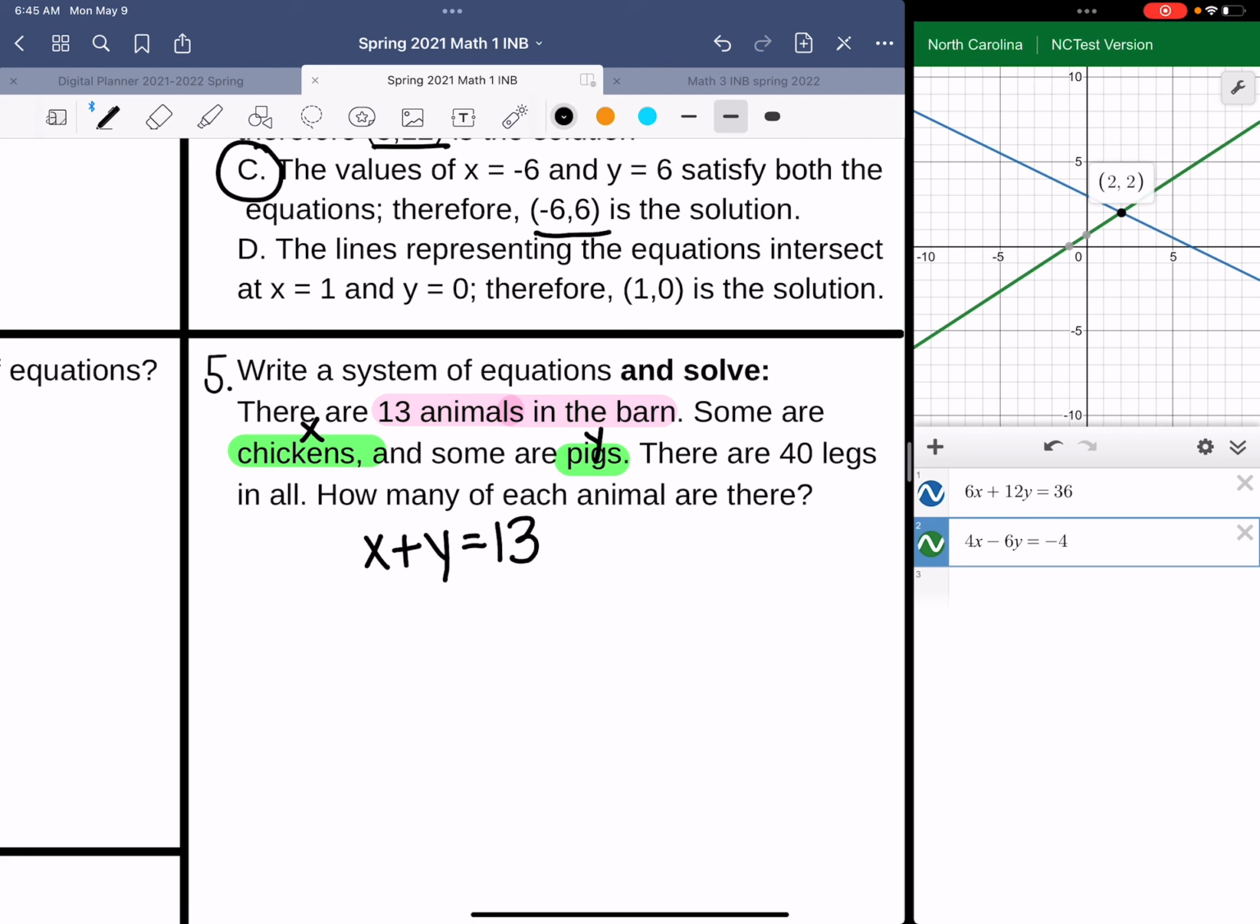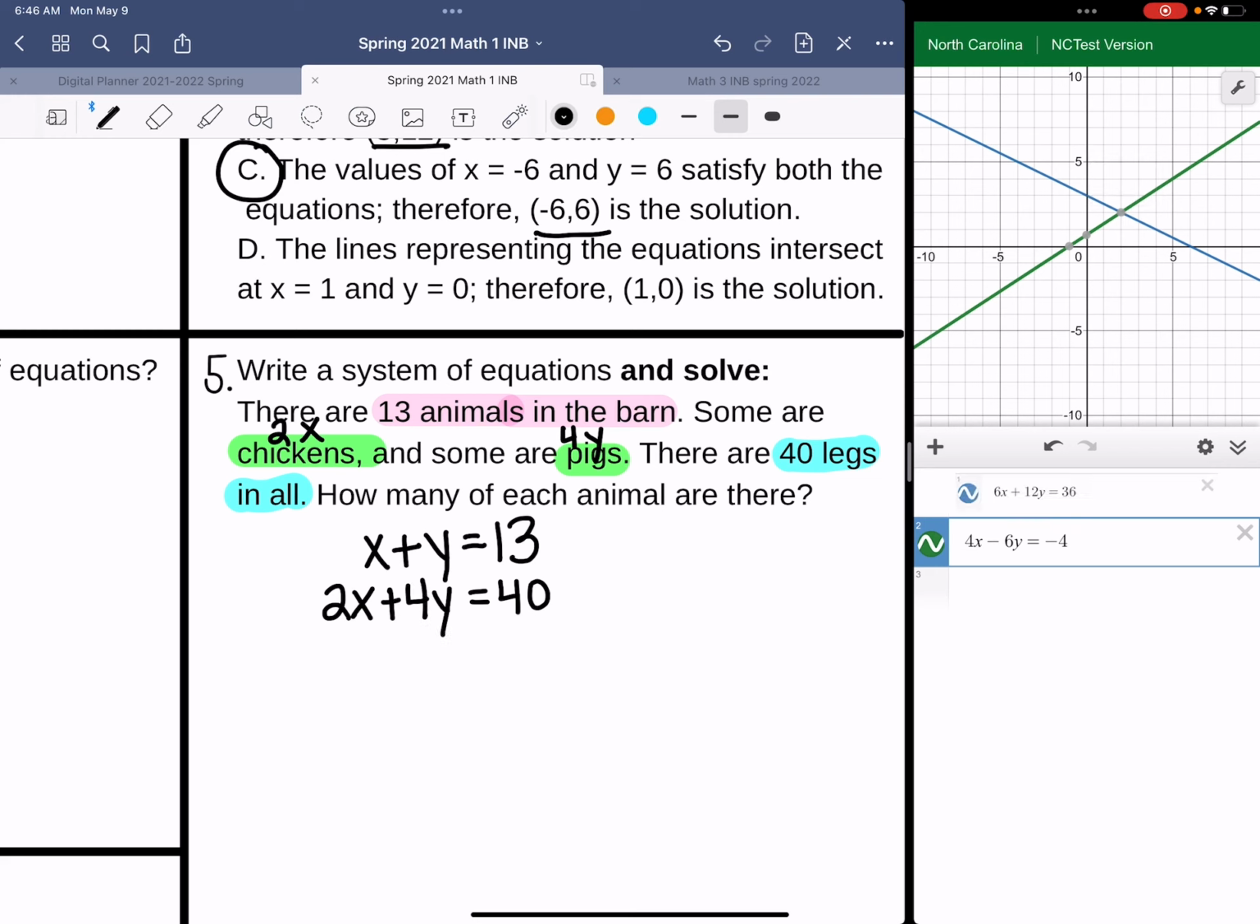That's our first equation. Now, our second equation is going to be represented by the legs. So there's 40 legs in all. But again, you've got to remember how many legs a chicken has. So a chicken has 2 legs and a pig has 4 legs. So we have 40 legs total. So we have 2x, 2 legs for a chicken, plus 4y, 4 legs for a pig.